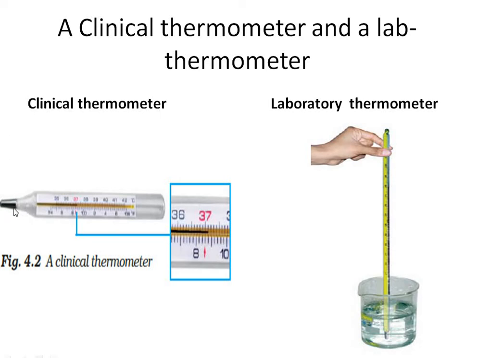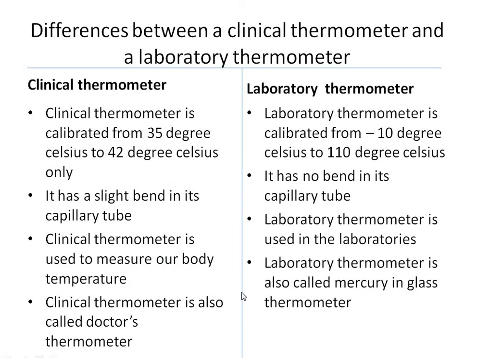This is the tip. The black colored fluid is mercury. Mercury is a fluid metal. It is filled in this thermometer. Here also in a clinical thermometer, mercury is there in the tip of the capillary tube. So it has a slight bend. Which one? Clinical thermometer has a slight bend in its capillary tube.